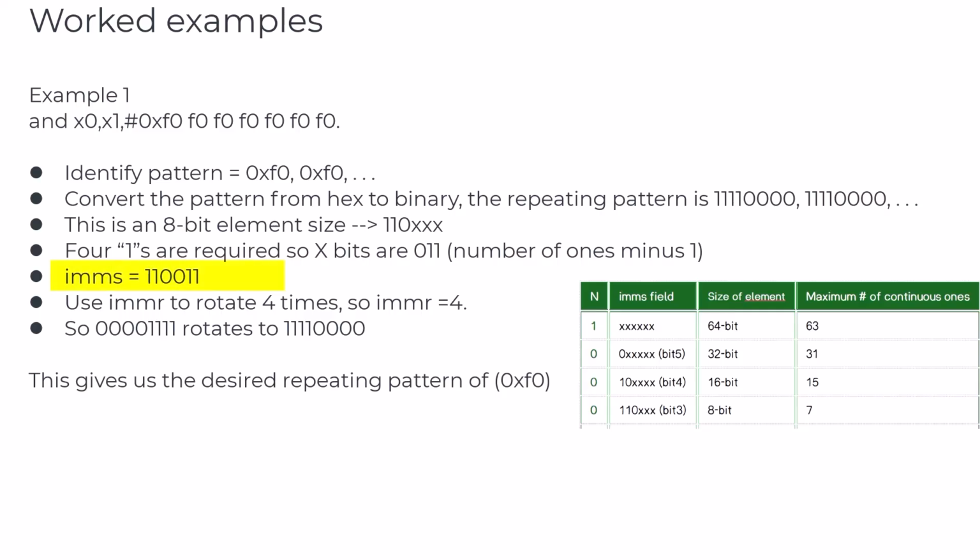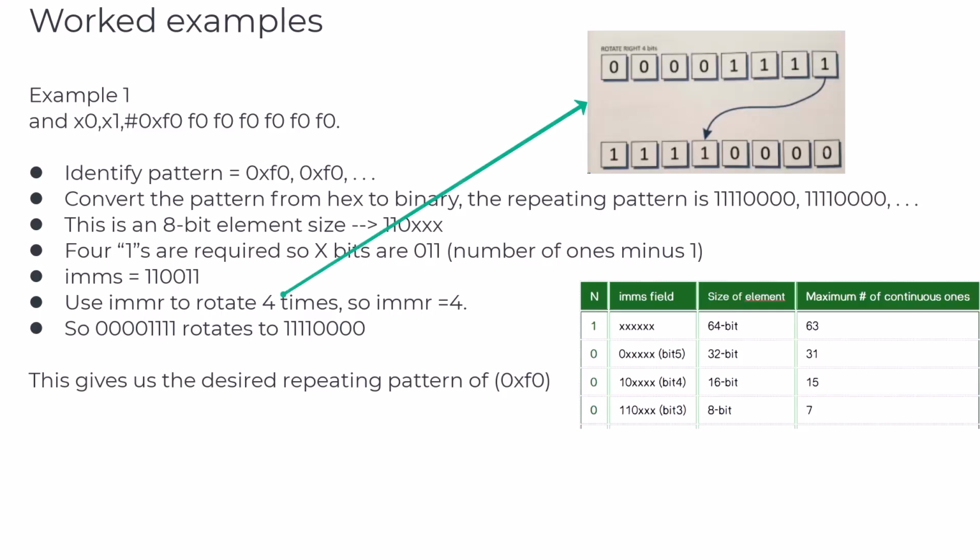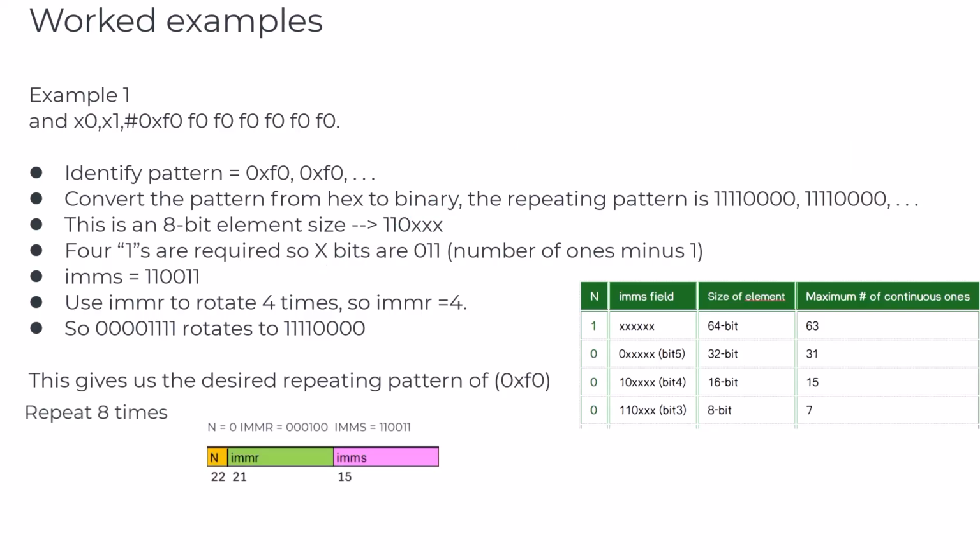The next stage is to position the non-zero bits in the right place. At the moment they are placed in the upper 4 bits, so we need to move them into the least significant 4 bits. This necessitates a shift of 4 places, so we need to do a 4-place rotation. This means our IMMR value will correspond to a value of 4, or 000100 in binary. The final encoded fields are N equal to 0, IMMS equal to 110011, and IMMR equal to 000100.